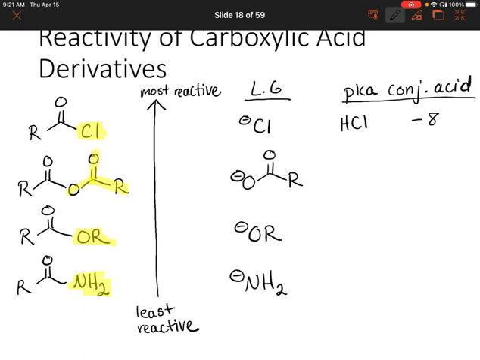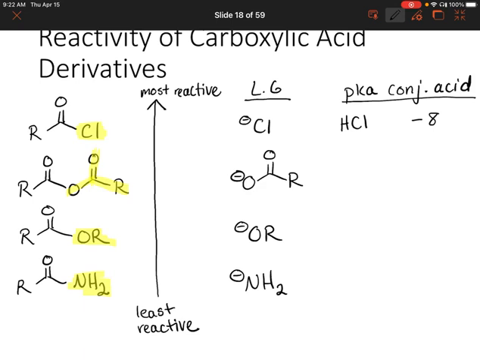So that tells us that its conjugate base, the chloride ion, is really stable, and that's what makes it a really good leaving group. Now, because we have a really good leaving group for our acyl halide, that means that the acyl halide is very reactive because its leaving group is super stable. So it's all connected.